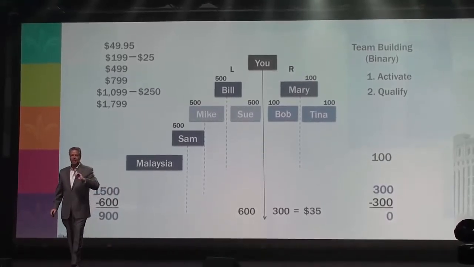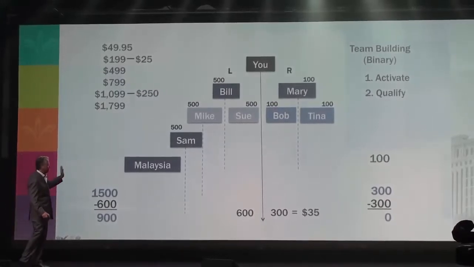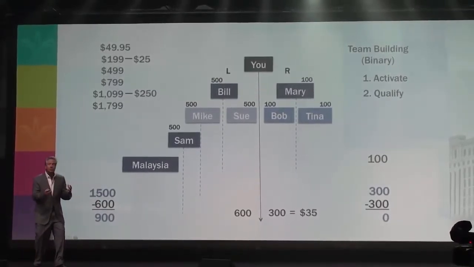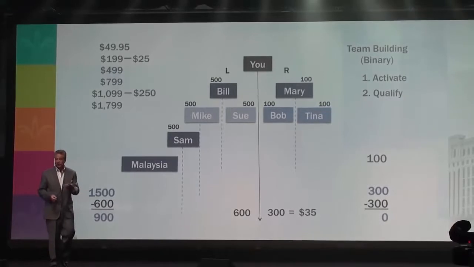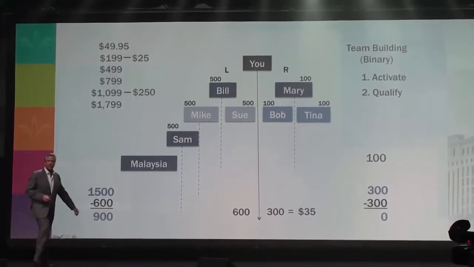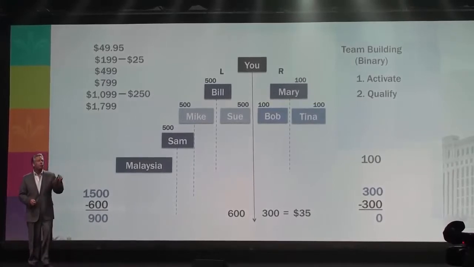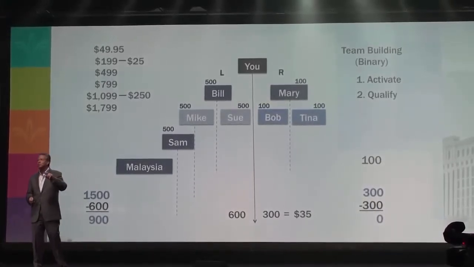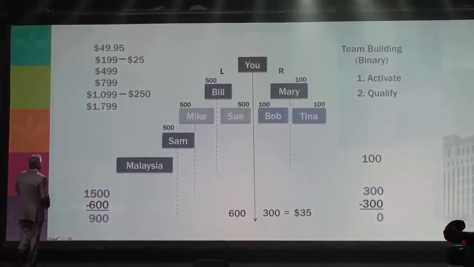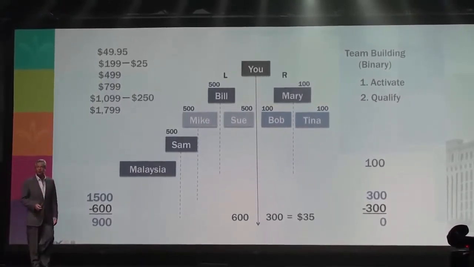I got a question for you. Looking at the screen, is Mr. Malaysia on Sam's left team, yes or no? So Sam gets credit for the 100,000 points that Mr. Malaysia has generated to get paid on in team building, right? Next question. Is Mr. Malaysia at his 100,000 points on Mike's left team, yes or no? Mike also gets credit for the same 100,000 points to get paid on in the compensation plan. Next question. Is Mr. Malaysia on Bill's left team? Yes or no? Bill gets credit for the same 100,000 points.